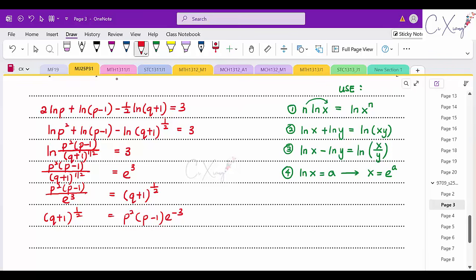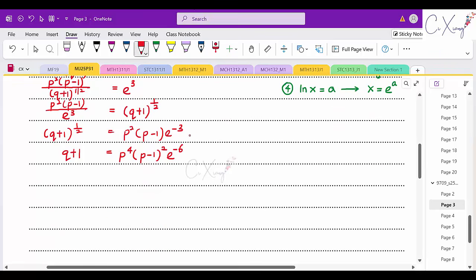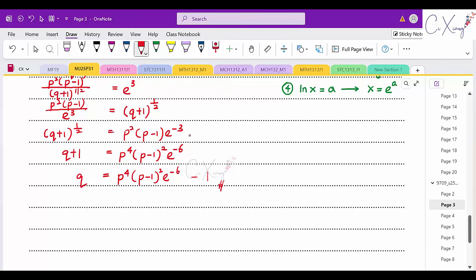Correct or not? Now, the next step is I want to get rid of this square root. So to get rid of the square root, for the whole equation, you have to square them. When you square p squared, you will have p power 4. Then the p minus 1 bracket will become a 2. Then e power negative 3, power times 2, becomes negative 6. Then after that, I want to bring the 1 over, and eventually this is what I get. I'll be having p power 4, p minus 1 squared, then e power negative 6, minus the 1.